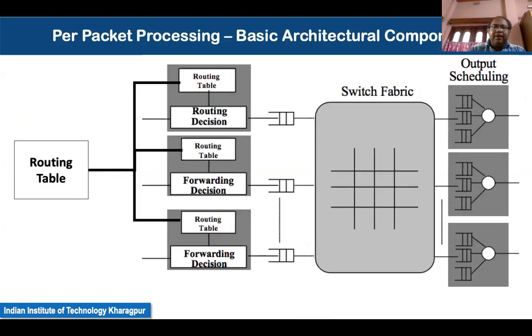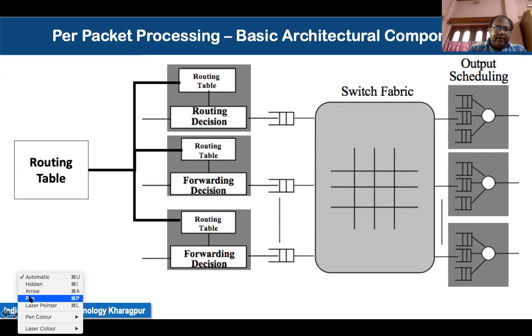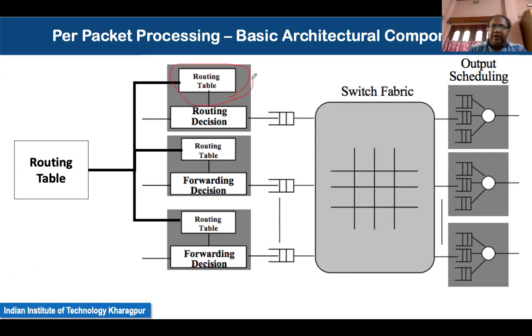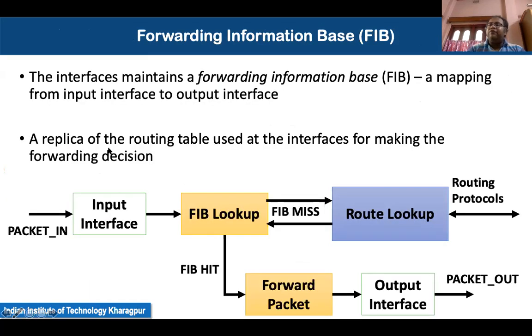Now, the routing table which is there at every individual interface. We have a global routing table which is constructed by the routing protocol running at the router. Now, each network interface will keep a copy of that particular routing table. This copy may not be completely synced up with the original routing table, which we'll see later in detail. This local routing table in every interface card, we call the forwarding information base. So every interface maintains a forwarding information base or FIB. It is a mapping from input interface to the output interface.